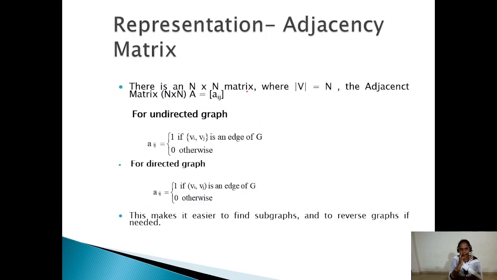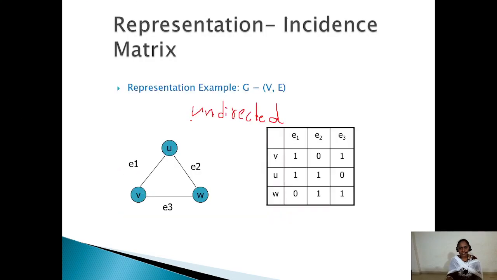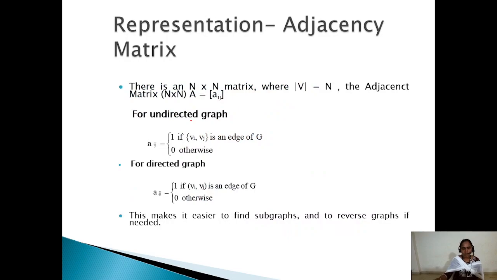Okay. Next, adjacency matrix. The incidence matrix is supported for the undirected graph, but the adjacency matrix is supported for both undirected and directed. So an n by n matrix will be given for the adjacency matrix. It makes it easy to find the subgraph, and a reverse graph is needed. So in this case it is easy to understand the undirected and directed.